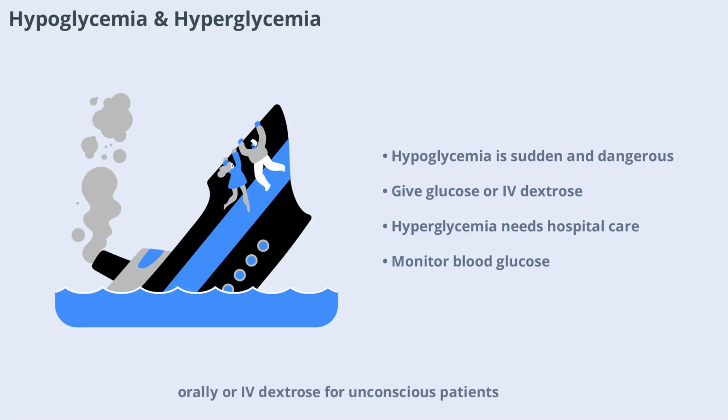Immediate correction of hypoglycemia involves giving glucose orally or IV dextrose for unconscious patients. Hypoglycemic emergencies require supportive care and hospital transfer. Monitoring blood glucose helps differentiate between the two.